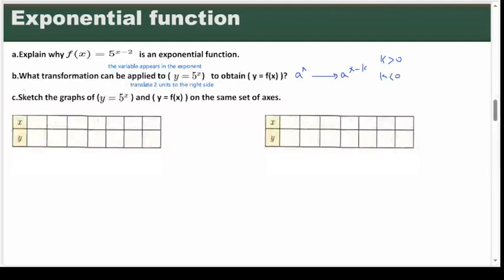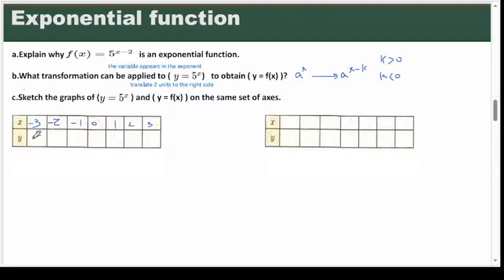Now for part C, it says sketch the graphs of y equals 5 to the power of x and y equals f of x, which is 5 to the power of x minus 2, on the same set of axes. So first I will go for 5 to the power of x. As input, I get x from -3, -2, -1, 0, 1, 2, 3.